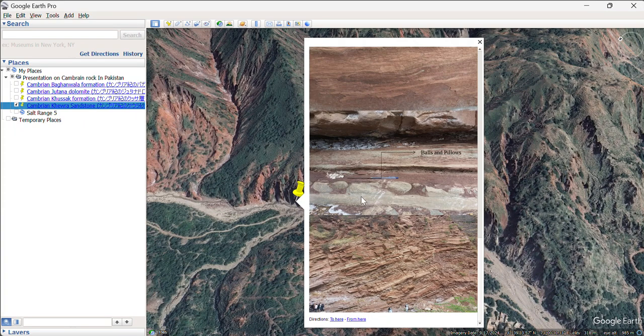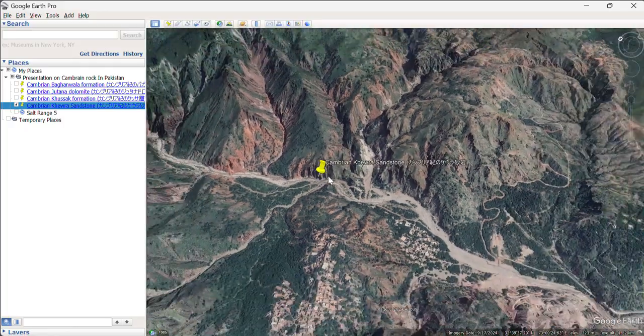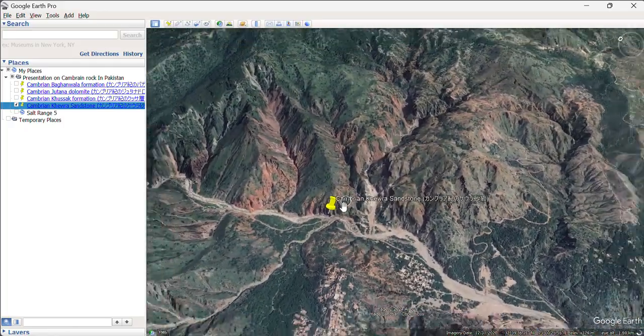This again is the ball and pillow structure, and this is the outcrop view of the Keura sandstone, in which we see the channelized bedding, which represents the delta plain. And on the top of the delta plain we have the delta front setting of the massive sandstone, and in between we have the crevasse splay. So this is the Cambrian strata of the Keura sandstone.